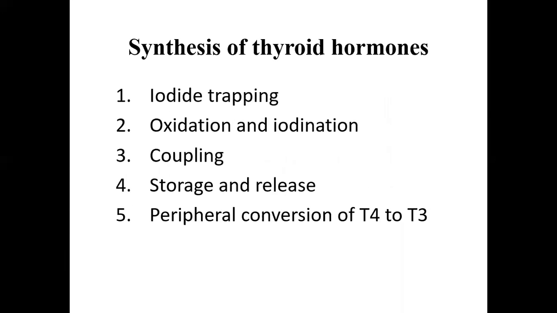Synthesis of thyroid hormones. There are mainly five steps involved in the synthesis of thyroid hormones. The first is iodine trapping, where iodide ions are trapped into the follicular cells. The trapped iodide then undergoes oxidation and iodination, and then there is coupling of these iodinated residues forming T3 and T4, which are stored and released, after which T4 is converted to T3.